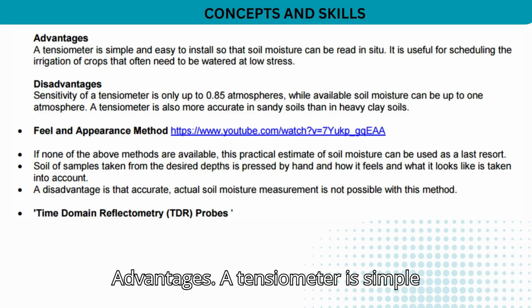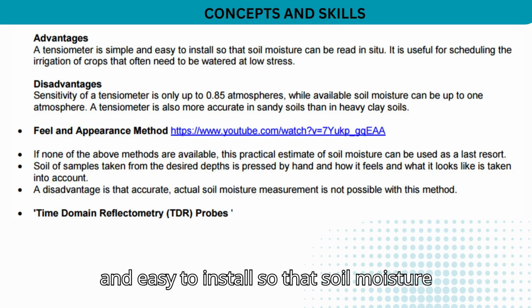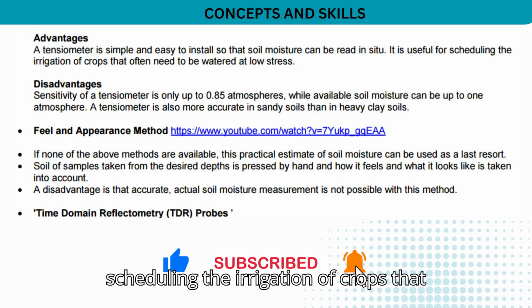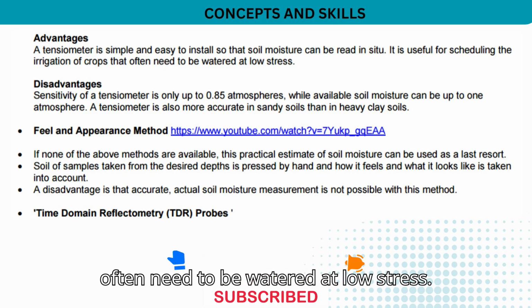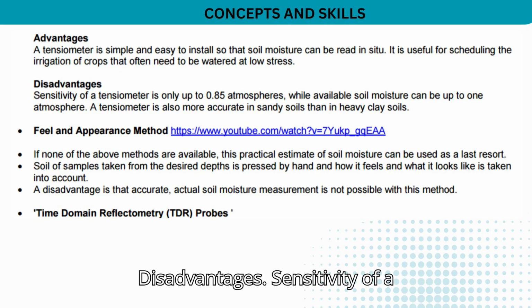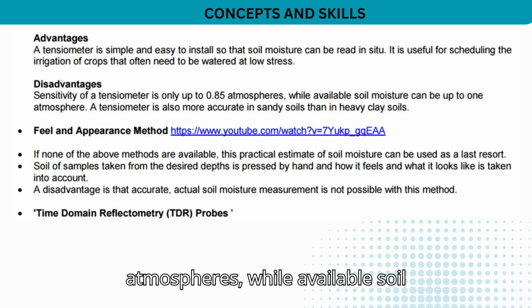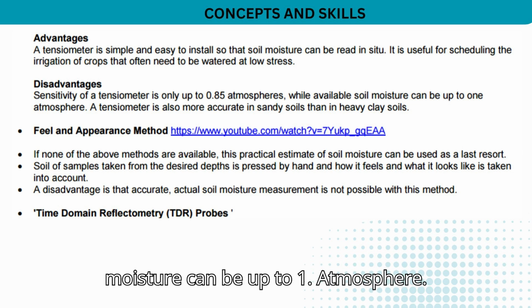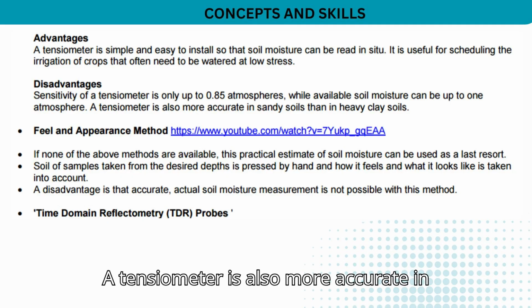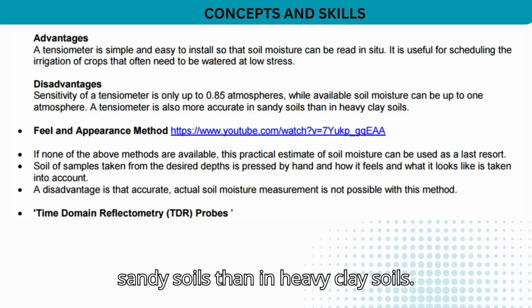Advantages: a tensiometer is simple and easy to install so that soil moisture can be read in situ. It is useful for scheduling the irrigation of crops that often need to be watered at low stress. Disadvantages: the sensitivity of a tensiometer is only up to 0.85 atmospheres, while available soil moisture can be up to 1 atmosphere. A tensiometer is also more accurate in sandy soils than in heavy clay soils.